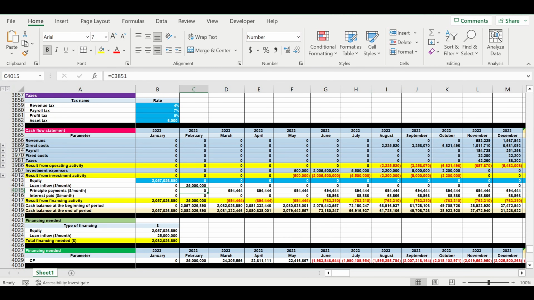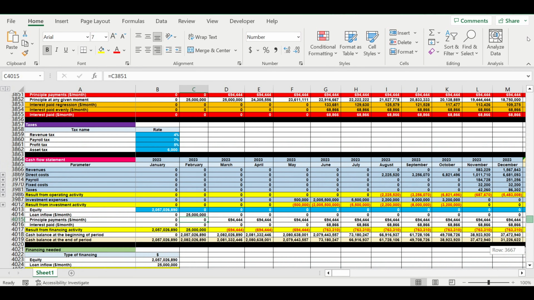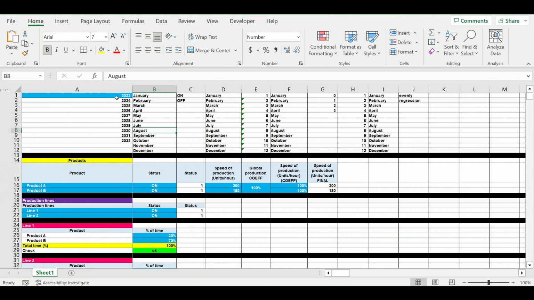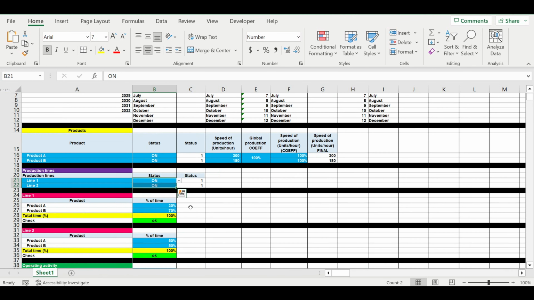First of all, let's briefly run through the model that we already created. So we have a unique rule which says that blue color is the color of all our inputs. During previous videos we were modeling two products, product A and product B. We can switch them on and off from calculations. We have two manufacturing lines. We can switch them on and off from calculations. For each line we can specify the time for producing product A and product B.